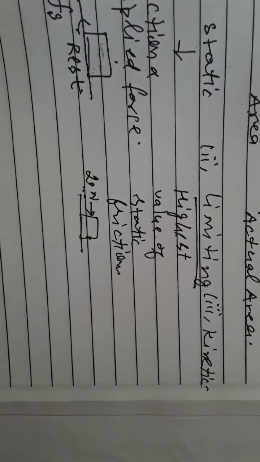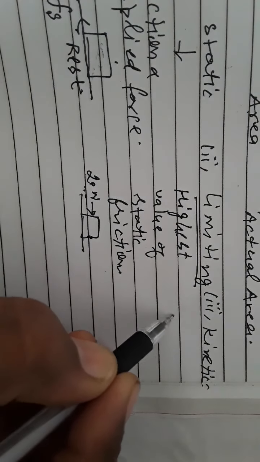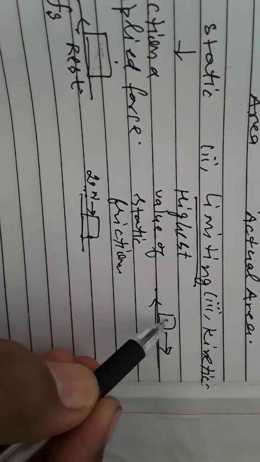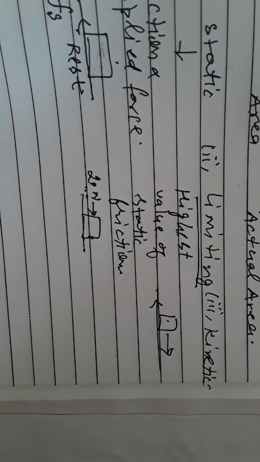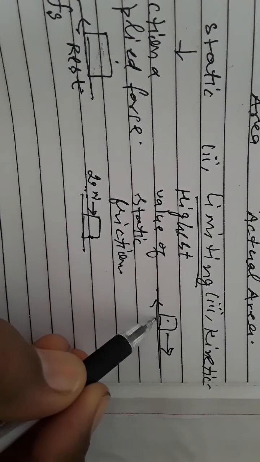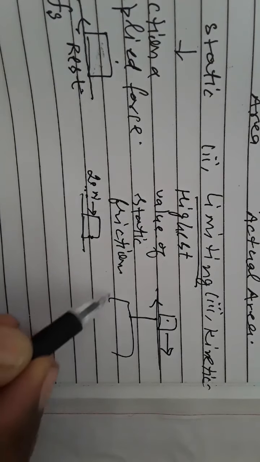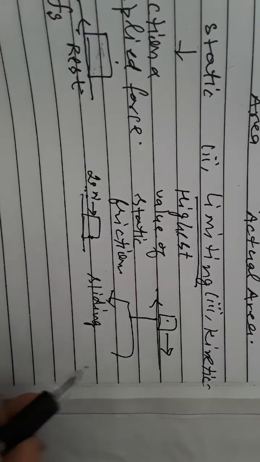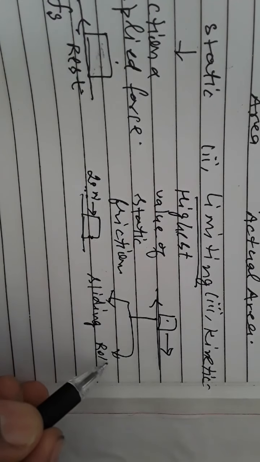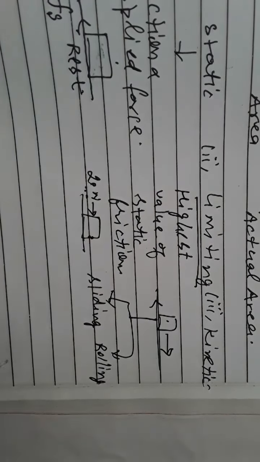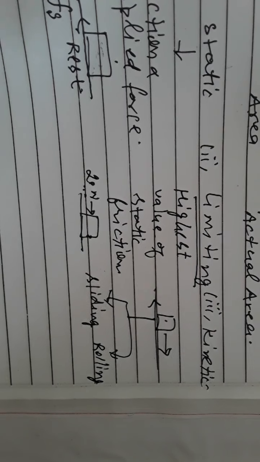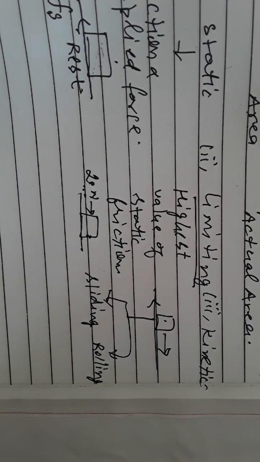Third is kinetic friction. What is kinetic friction? If the object is in motion, then the force of friction between the object and the surface is known as kinetic friction. Kinetic friction is also of two types. First is sliding friction and second is rolling friction. What is sliding friction? If the object is sliding on the surface, then it is sliding friction, and if the object is rolling, then it is rolling friction.